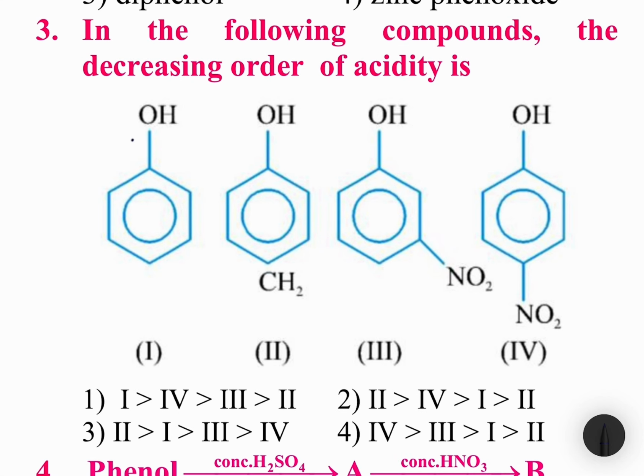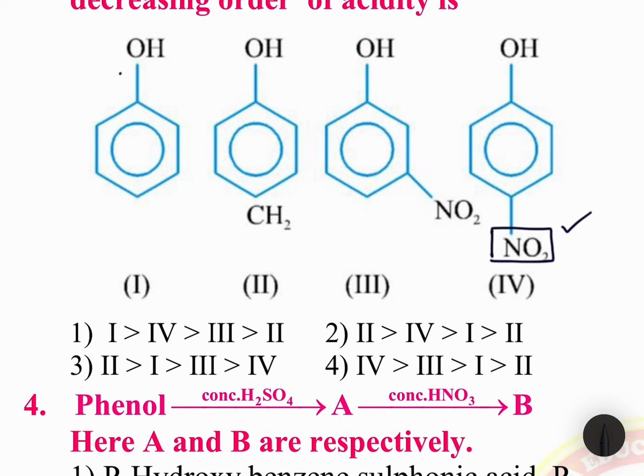In the following compounds, the decreasing order of acidity is, this is the best acid. This is the next, second place. This is the worst place. And this is third place. So your answer is 4312.